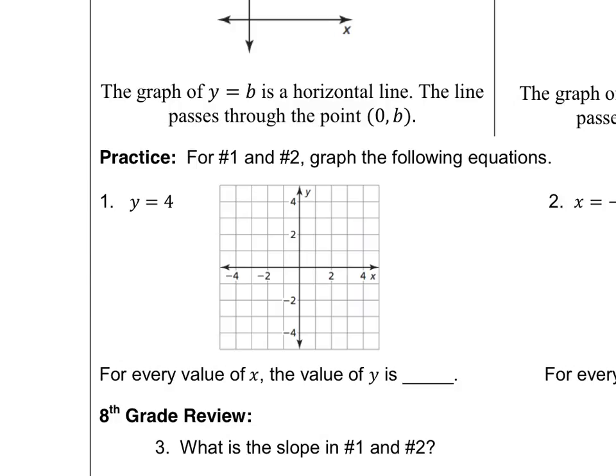We know it's a horizontal line, so we're just going to go up and say, okay, well, if y equals 4, first thing I'm going to do is put a dot on my y-axis at 4. And then I'm going to put other dots also on 4 so that I can draw my line. Okay, and that's a graph of my line, y equals 4. For every x value that we have, y equals 4.